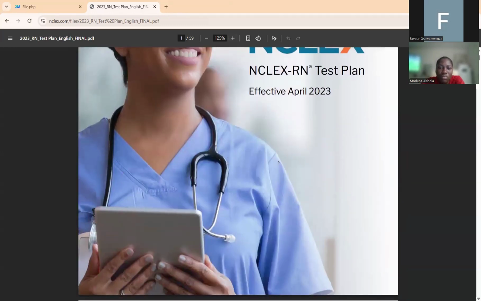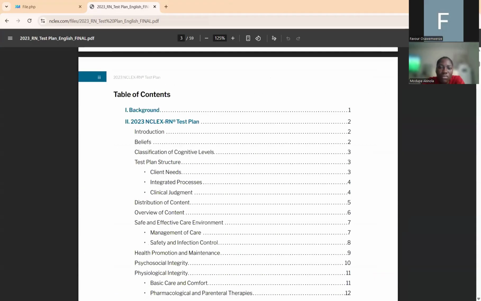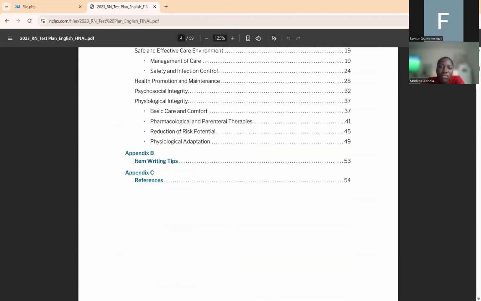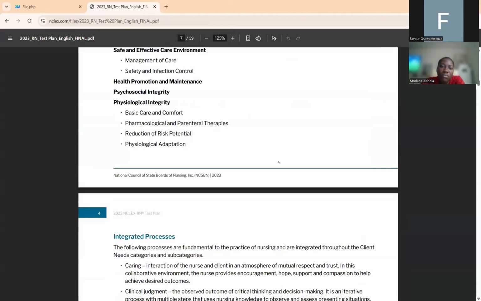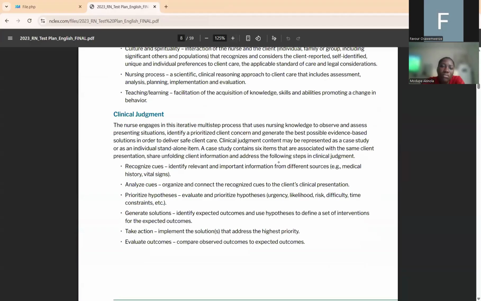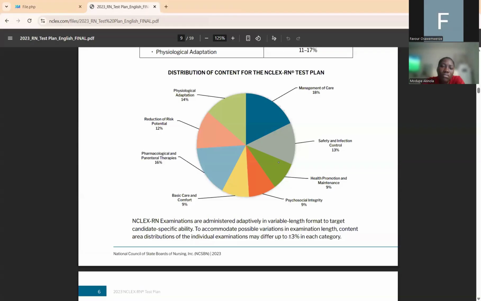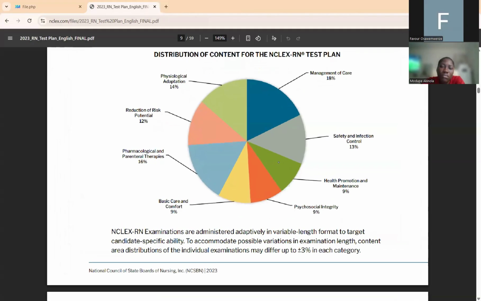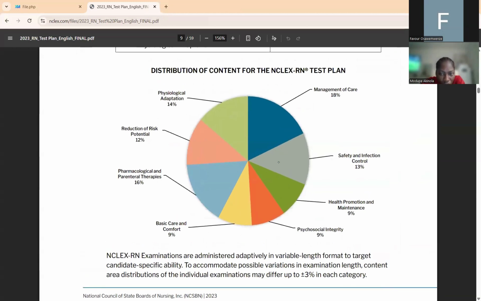Now let me walk you through the document. This is the document that shows you everything that will be tested on the exam, or everything related to the exam. Let me just go straight to the client need. You've not seen this before, right? No. Okay. So this is what you get tested on the NCLEX exam.